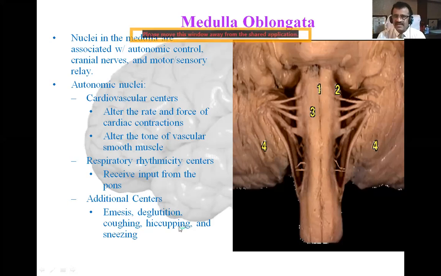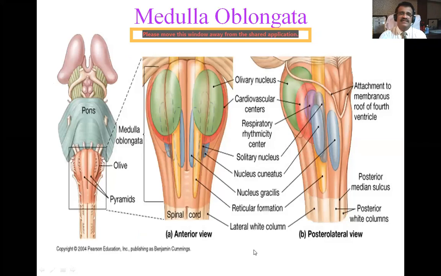Hiccuping. And sneezing. So you can see these important additional centers are located in the medulla oblongata. These are all essential for the reflexes. So they are important, and their centers are located in the medulla oblongata.